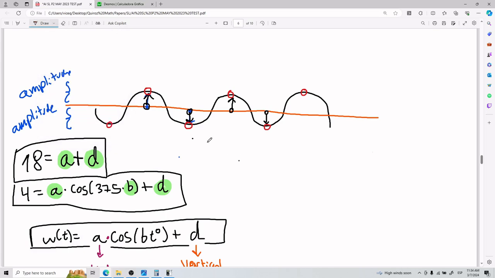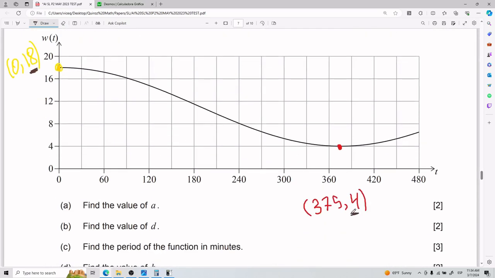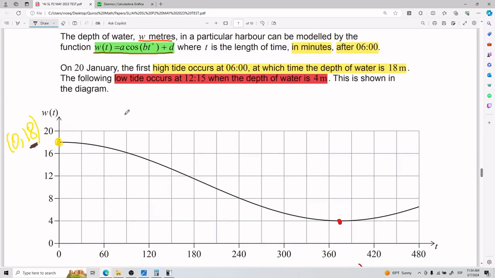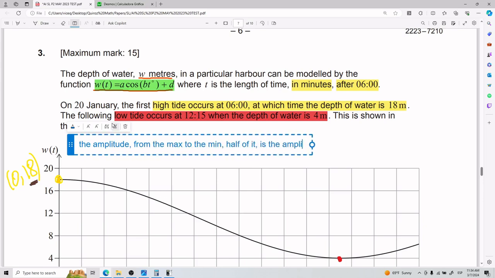What do I mean by this? From here to here, from the max to the min, half of this is the amplitude. I know it's starting to sound insane, but that is the main idea. The amplitude: from the max to the min, half of it is the amplitude.